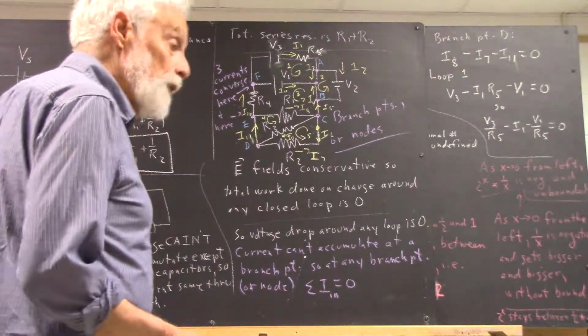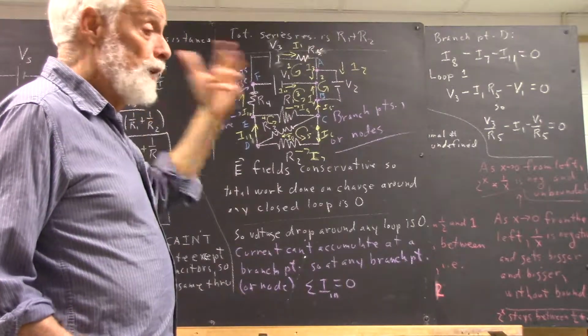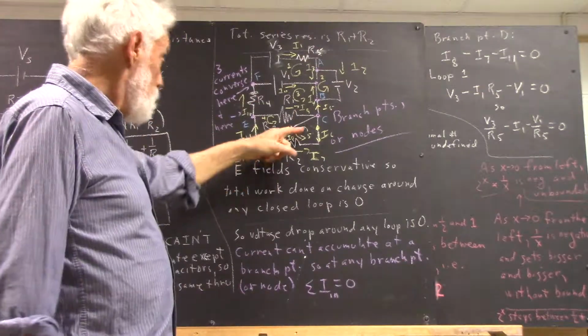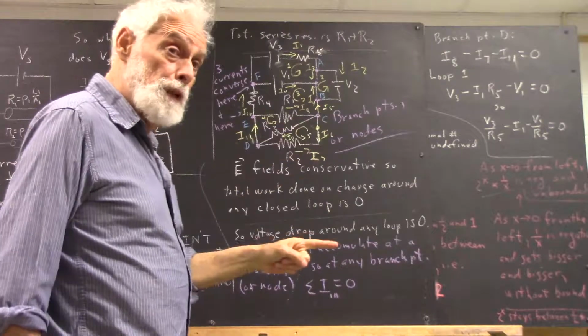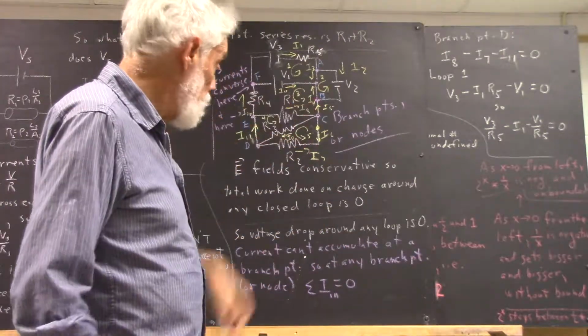Again, it really doesn't matter if I've got them in the right direction, because when I solve my equations, if I8 really should be going that way, my equations will tell me. I'll get a negative for I8 telling me I better reverse that arrow.